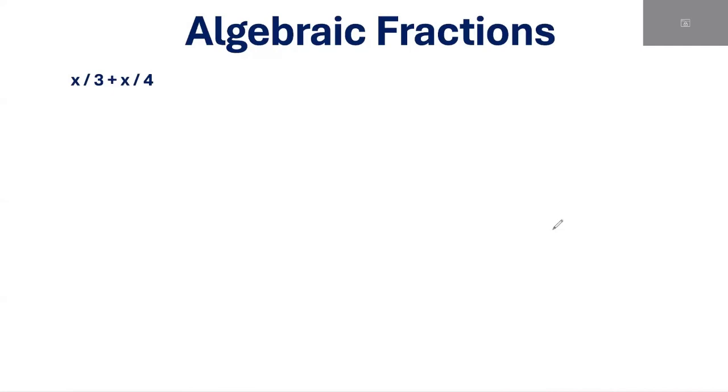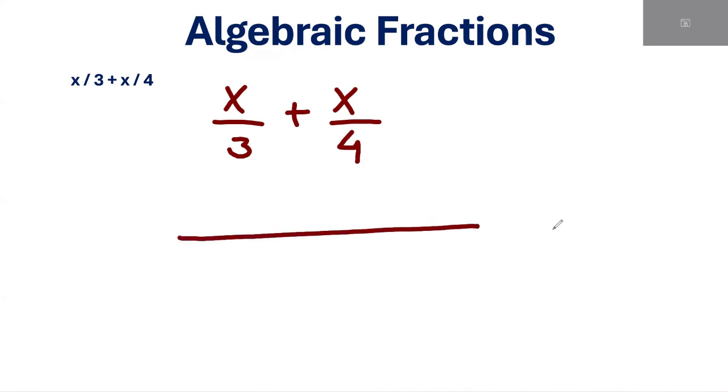Algebraic fractions. x divided by 3 plus x divided by 4. Now you have to take the LCM of 3 and 4. It's better to draw just a line for the LCM and write 3 multiplied by 4. 3 multiplied by 4 will give you 12.